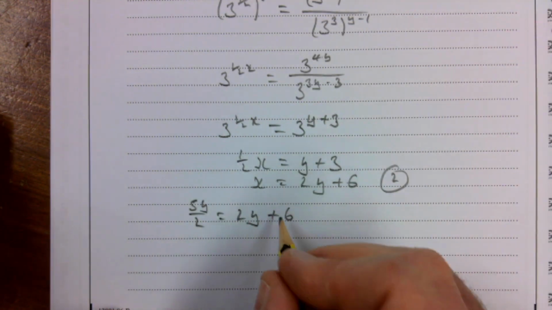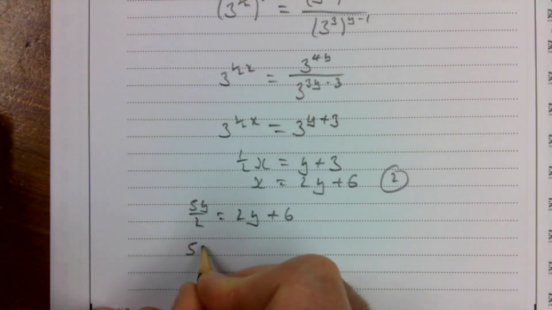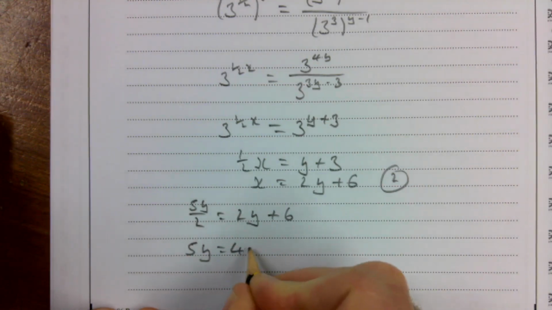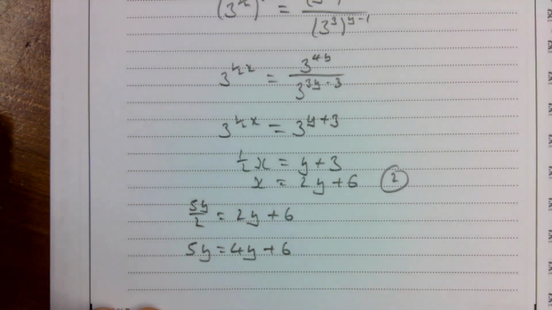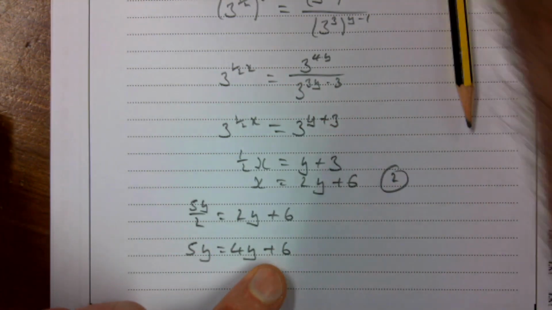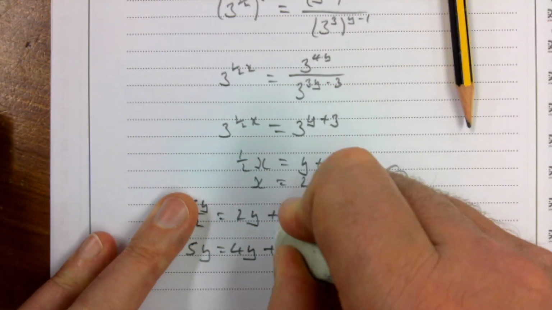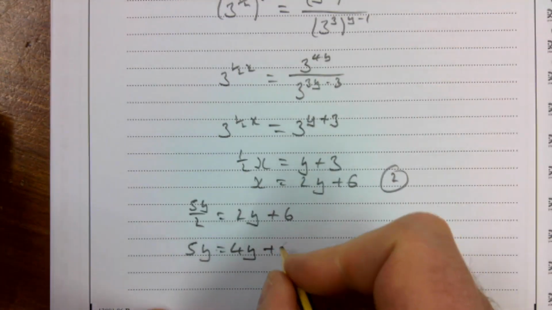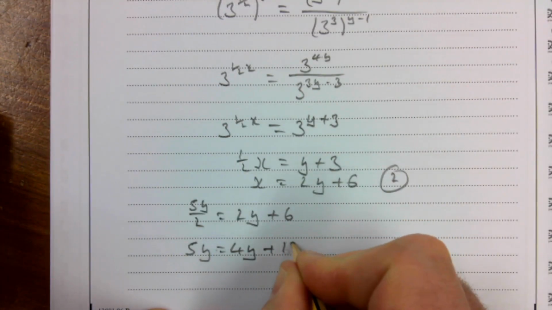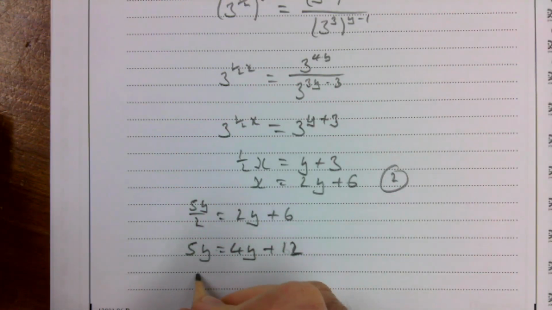Again, I don't like the fractions, so I want to get rid of them, so I'm going to times them by 2. 5y is 4y plus 6. That's quite a straightforward one then, isn't it? Sorry, it wasn't until I made a mistake. I times everything by 2, so that's 12. My apologies. Taking the 4y over to one side, I then get y equals 12.